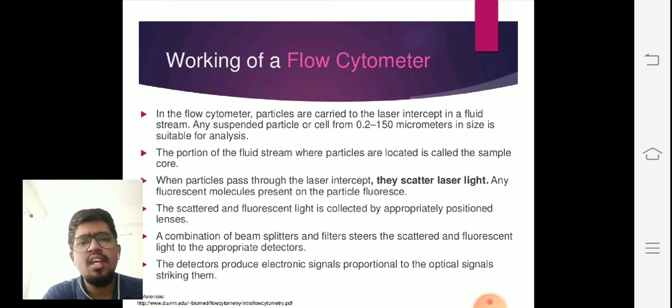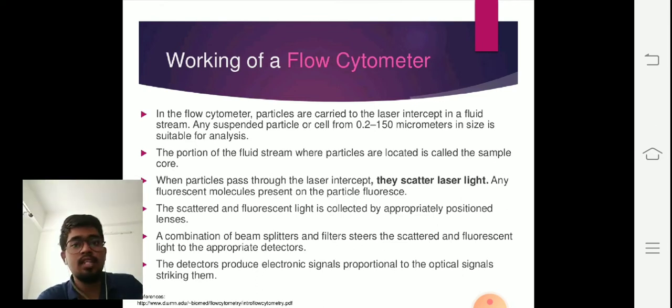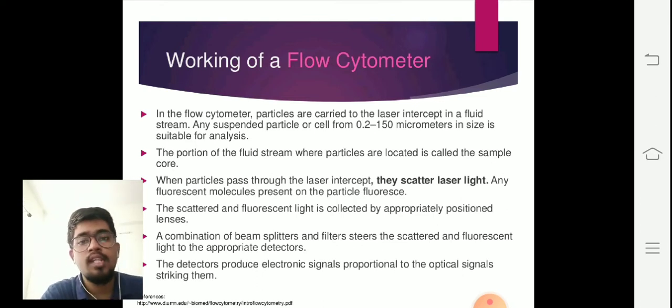So it's a highly expensive and commonly used instrument. It's important, guys, that you understand the working and the composition of the flow cytometer, because when you get into further studies, it could be masters, it could be PhD, you will be working with the flow cytometer if you're interested in cancer studies.